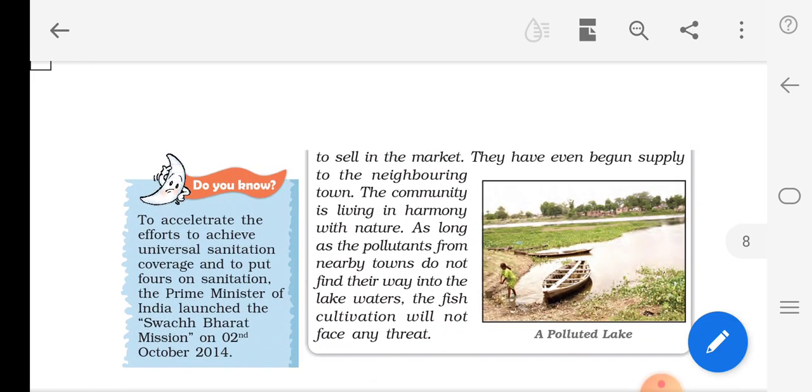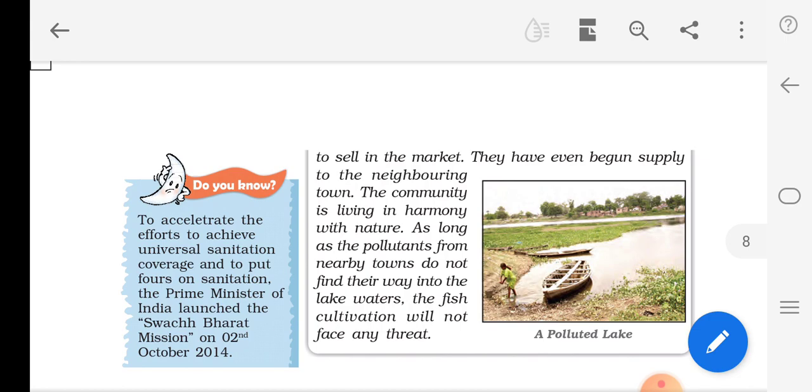The community is living in harmony with nature. Okay, they are very close to nature and living peacefully with it. But as long as the pollutants from nearby towns do not find their way into the lake waters, till nobody knows about the lake, till that time it was very clean. And look at the polluted lake here.